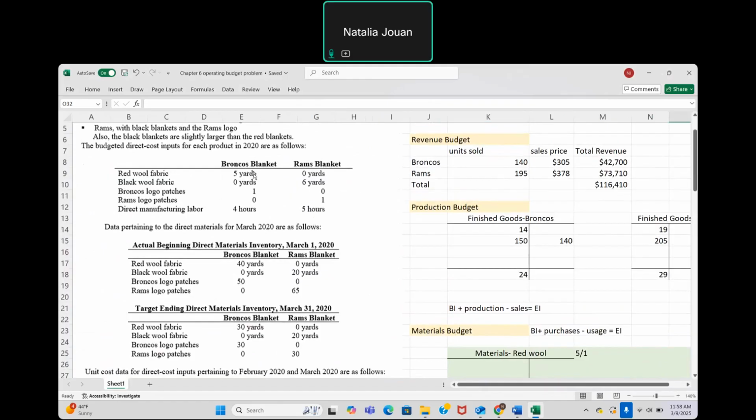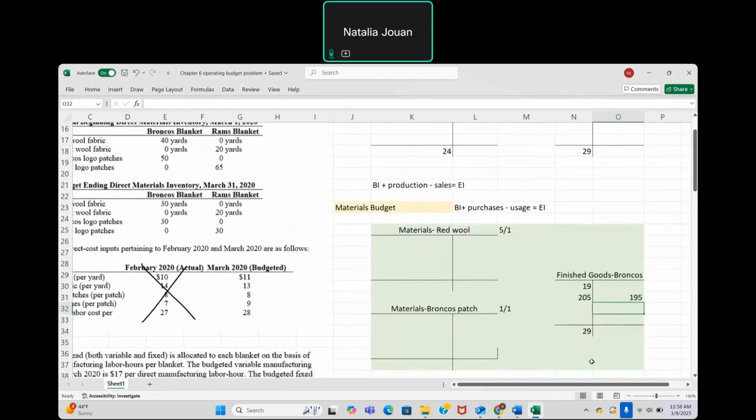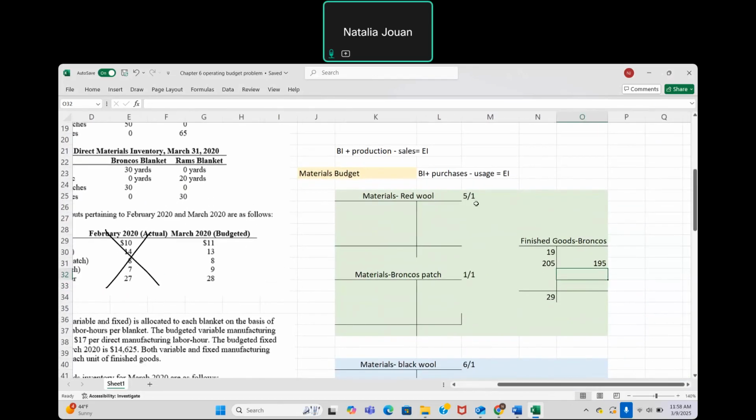To make a Broncos blanket, you need 5 yards of fabric. Okay, so we have a conversion. For each blanket, 5 yards. So it's 5 yards to a blanket, and that's the 5 to 1 that I have right here. Okay, 5 yards to 1 blanket. So if I am going to make 205 blankets, now I'm going to need 205 times 5. That will give us the usage.